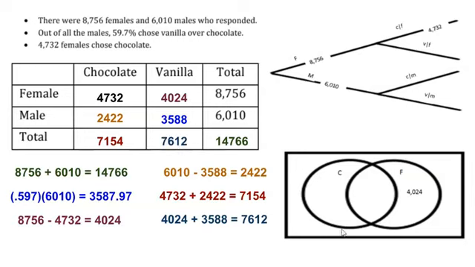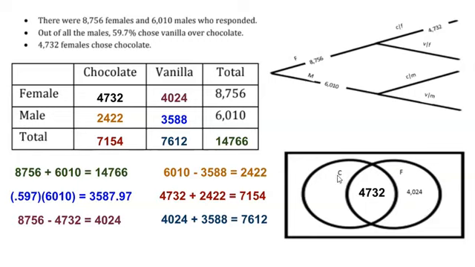Now let's move over to our Venn diagram. Now we were already given that 4,024 females in this piece of the Venn diagram, and that stands for the number of females who chose vanilla. So let's start here and continue to fill in this part of the Venn diagram, the female section. So if the 4,024 are right here that chose vanilla, this should be 4,732. So that way this section of the Venn diagram makes up all of the females that were surveyed.